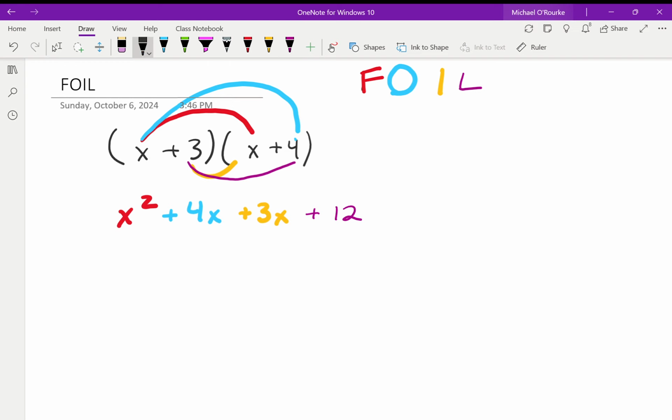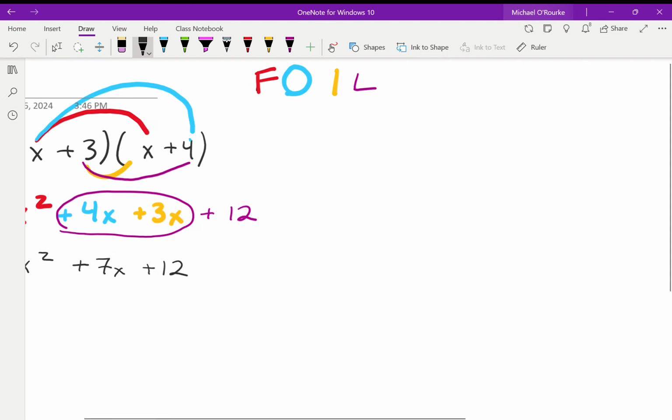Then to end it, we're going to collect our like terms. We put these together, since they both have x's. So it's x squared plus 7x plus 12, our answer. That's what we did yesterday. So let's kick it up a notch and make it one step more difficult. We're still going to use FOIL.